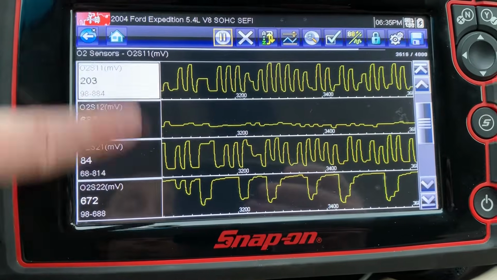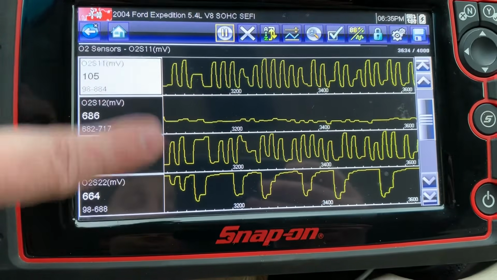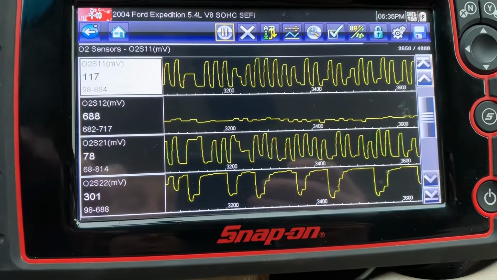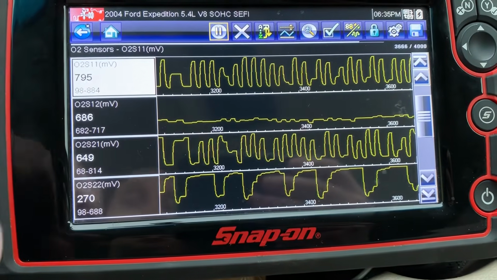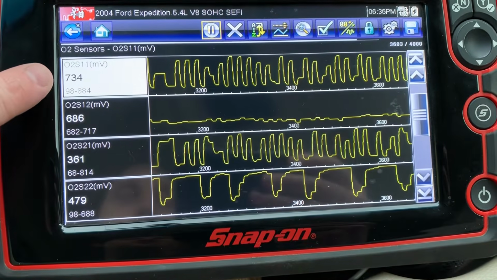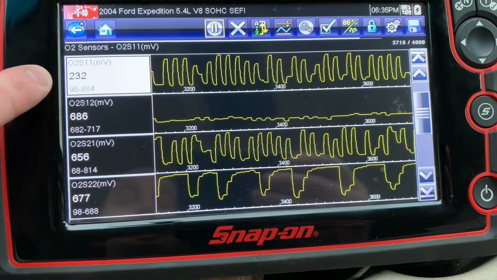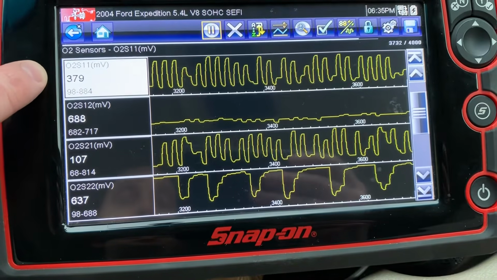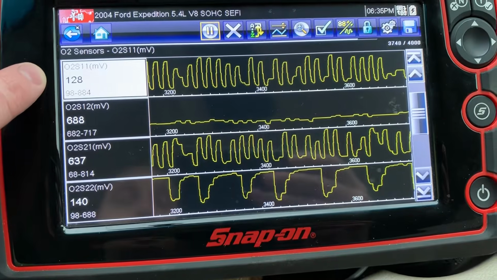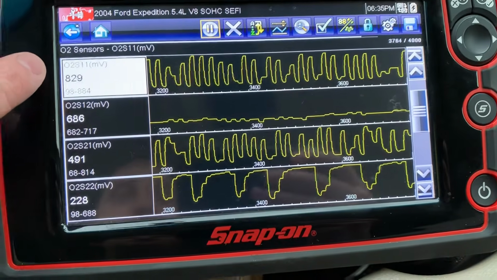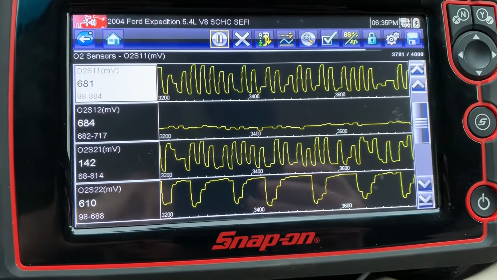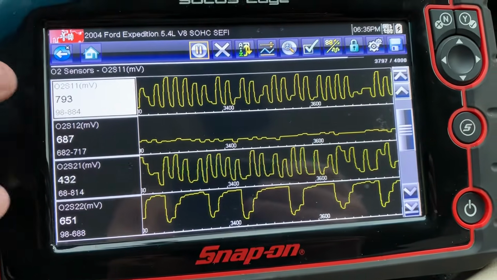We want to see it switching back and forth between rich and lean frequently, multiple times a second, because if we're doing that, that means we're crossing over the middle ground, which is 450 millivolts, which is stoichiometric, or 14.7 to 1. So if our average is stoichiometric, that's exactly what we're trying to achieve. Okay, so these look really good.